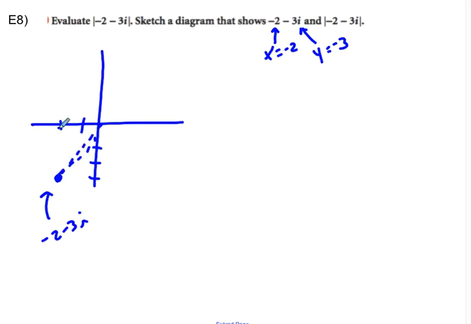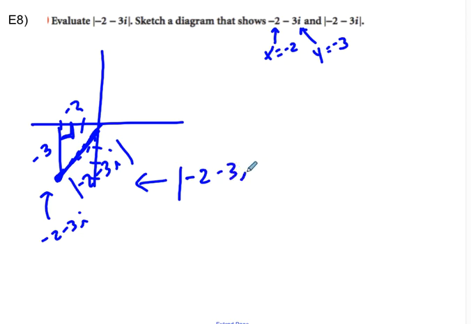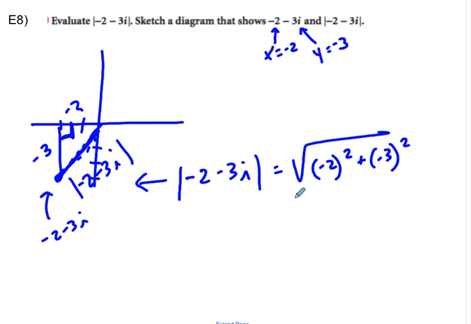All right. So this is a negative 3. This is a negative 2. This line, right, the hypotenuse, is that absolute value. So the absolute value of negative 2 minus 3i is going to be the square root of negative 2 squared plus negative 3 squared, which is going to be the square root of 13. All right. Again, I'm not going to make you do this a lot and ever. It's not a particularly useful skill.